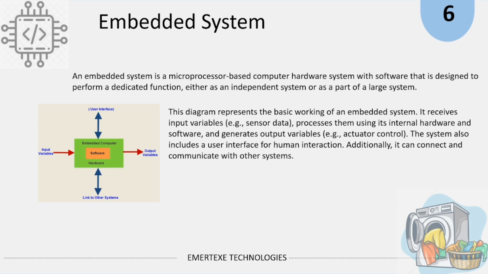The middle block of the diagram is an embedded computer's block diagram which consists of software and hardware. This diagram represents the basic working of an embedded system. It receives input variables, for example sensor data, processes them using the internal hardware and software, and generates output variables, for example actuator control. The system also includes a user interface for human interaction. Additionally, it can connect and communicate with other systems.